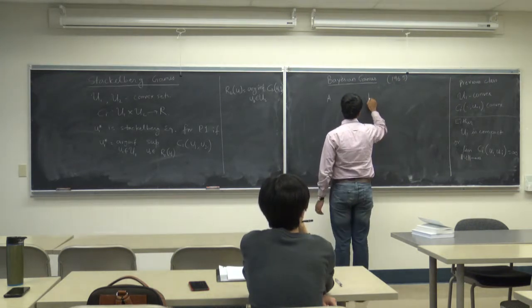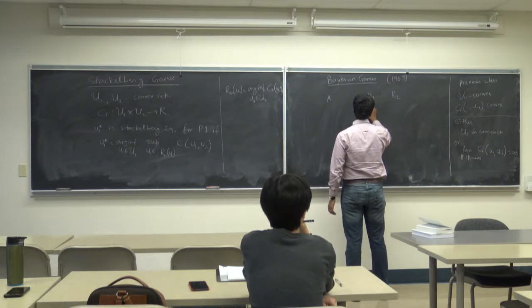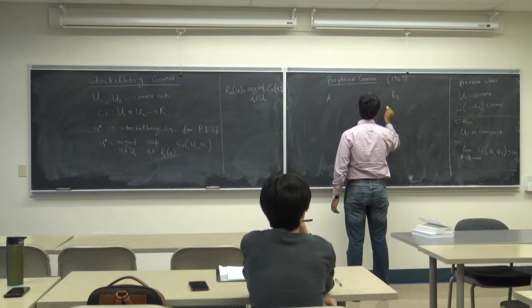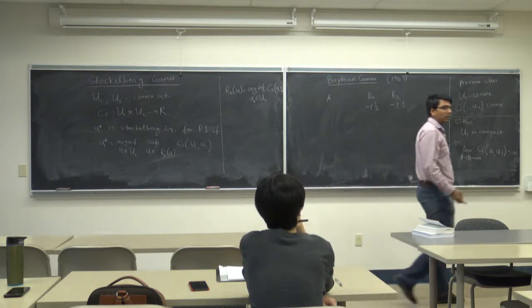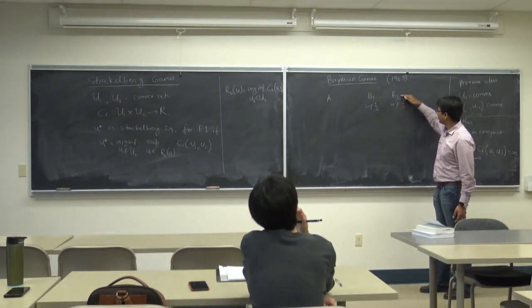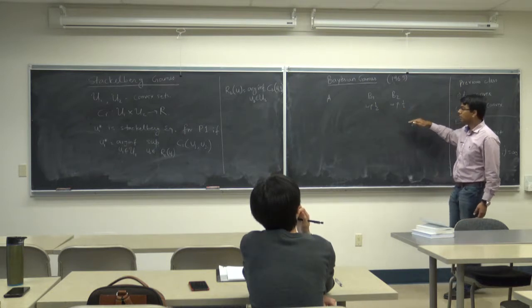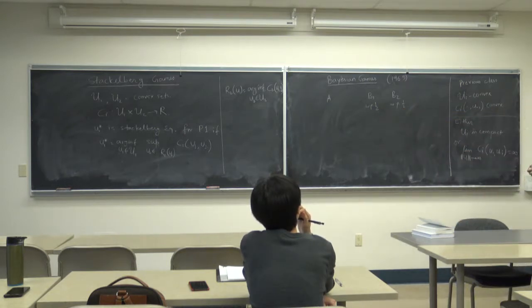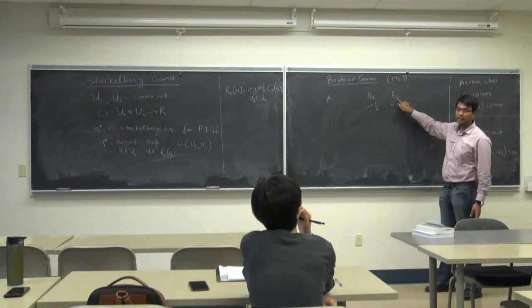The other person's cost matrix could be B1 or B2, with probability 1/2 and 1/2. Okay, and you just don't know that. You know B1, you know B2, you know the fact that it is with probability 1/2 and 1/2. So you know certain things, but you don't quite know whether you are playing this game or that game.